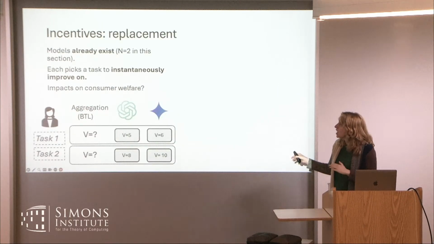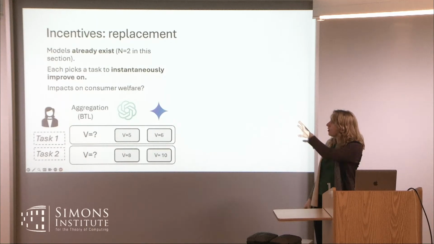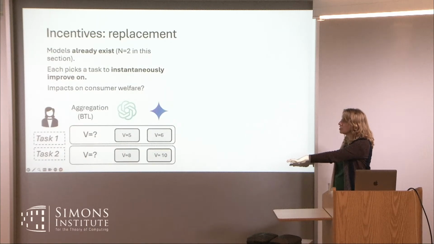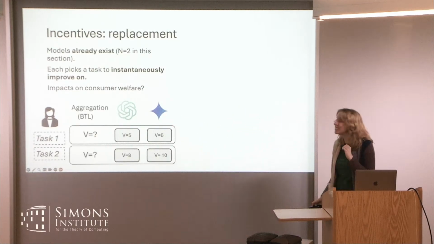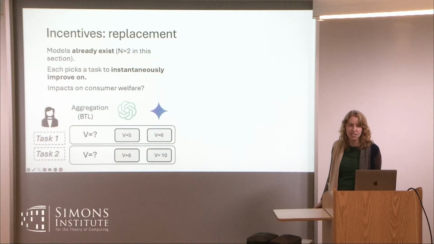OK, so in this case, we're going to slightly change the setting. We're going to say there are models that already exist. Here we're focusing on settings where there are exactly 2 models in the market, and each of them picks a task to instantaneously improve on. So you pick one task to improve on and get better at locally.